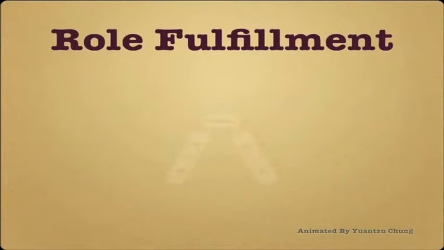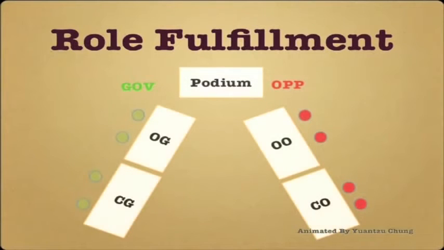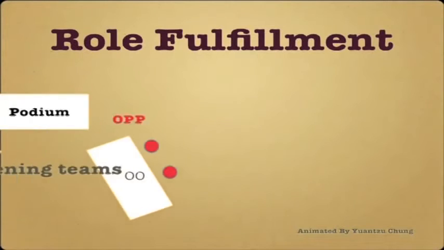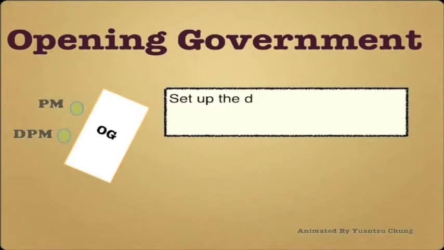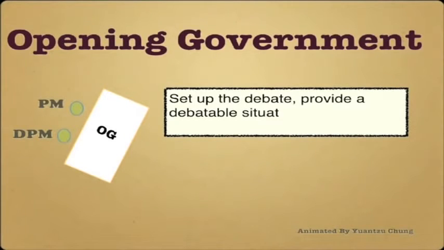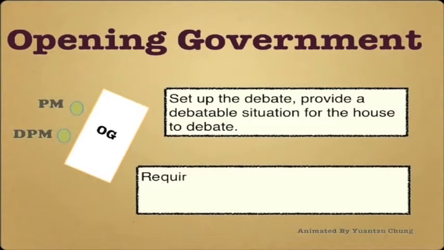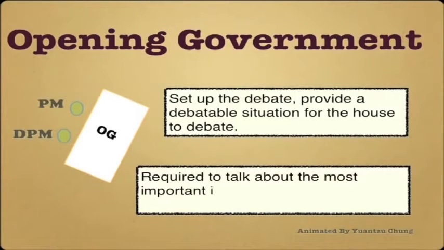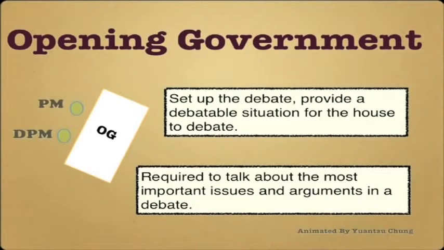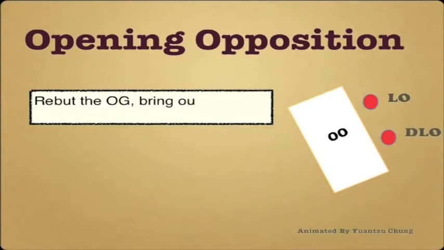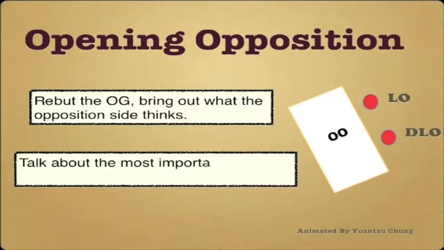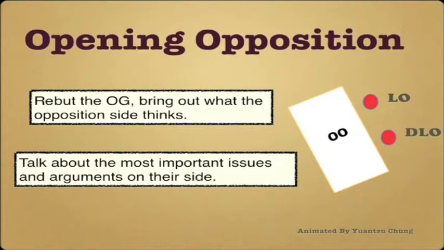Rule fulfillment is very important in the BP debates, so we are going to talk about that now. Let's first talk about the opening teams. The opening government has to set up the debates, provide a debatable situation for the House to debate. They are required to talk about the most important issues and arguments in a debate. The opening opposition's job is to rebut the opening government's, bring out what the opposition side thinks, and talk about the most important issues and arguments on their side.